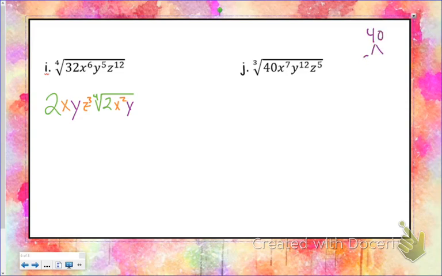Okay, so let's look at 40 with a factor tree. So breaking it down into all of its prime factors. So I'm looking at all the bottom numbers. Okay, there's all my bottom numbers. I'm looking for sets of 3 because it's a cube root.